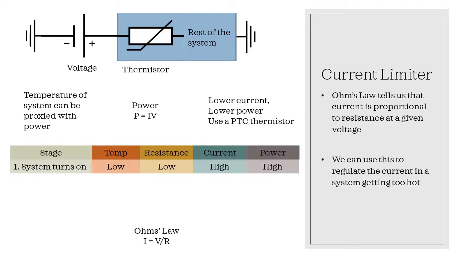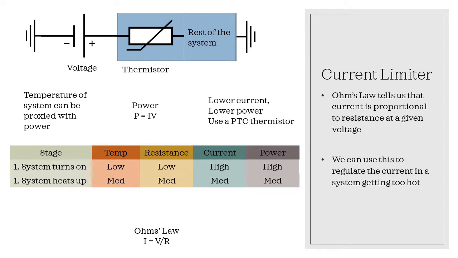So let's see what happens when we turn our system on. First, system turns on. The temperature is initially low. The low temperature means low resistance in the thermistor. And so we have a high current from Ohm's law, and therefore a high power output, and that high power output heats the system up. As the system heats up, resistance begins to increase. Higher resistance causes current to decrease and then lowers the power output.